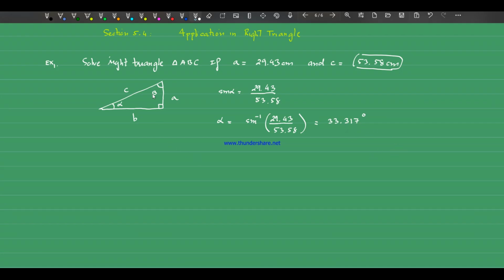So that's alpha. And we can find beta easily, right? We know the sum is 180, so we take 180 minus 90 minus 33.317. Okay. And what I give you?